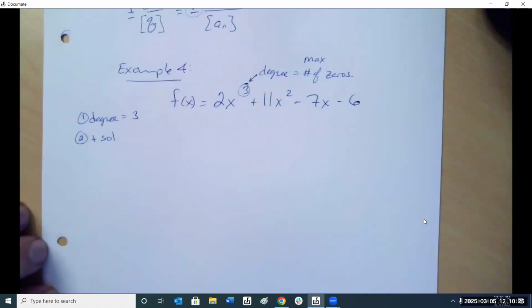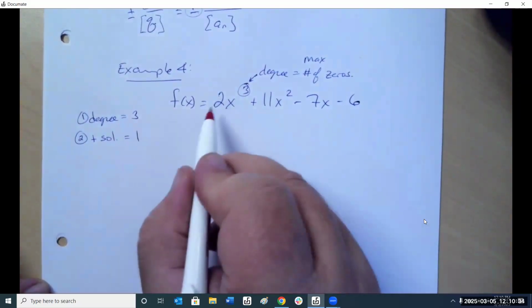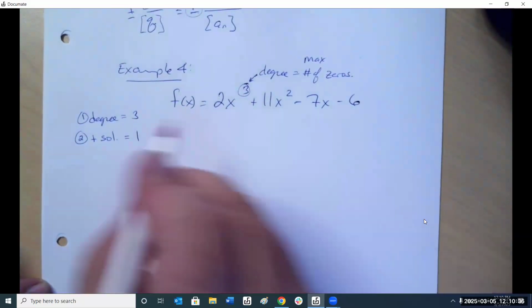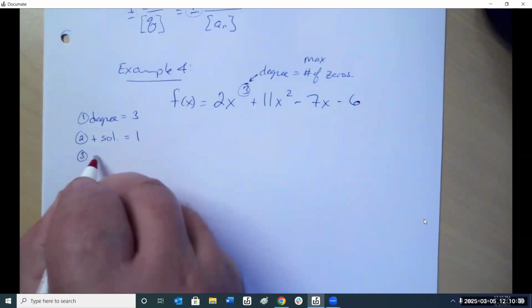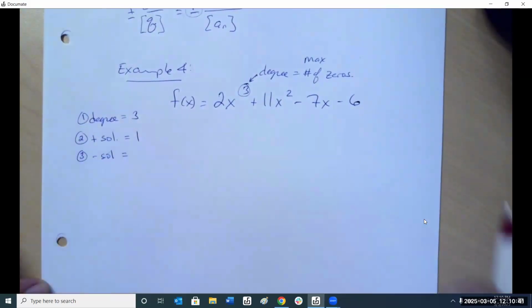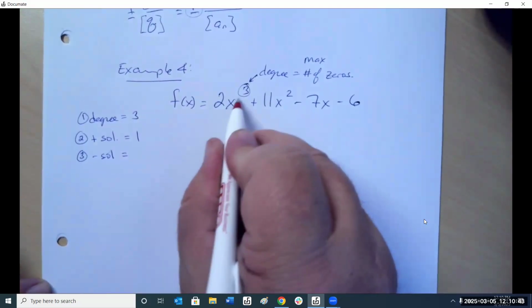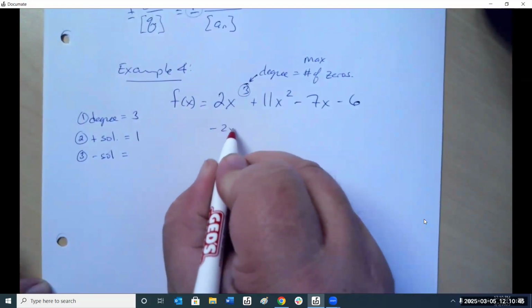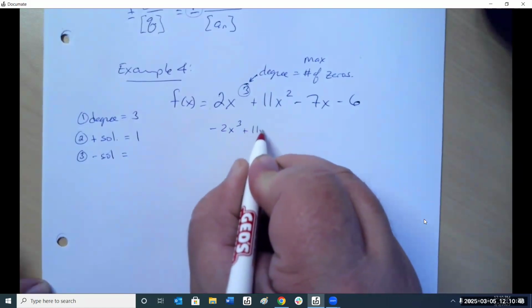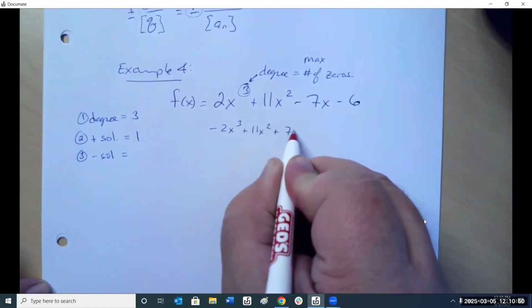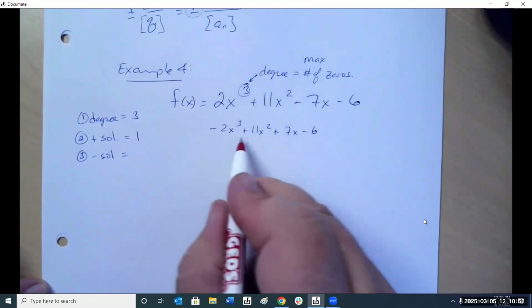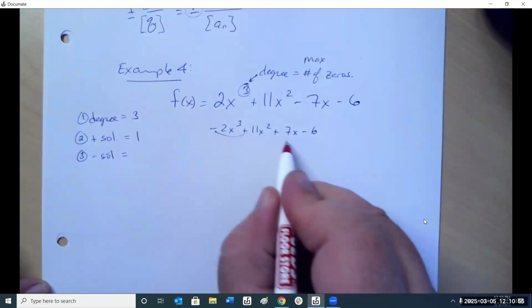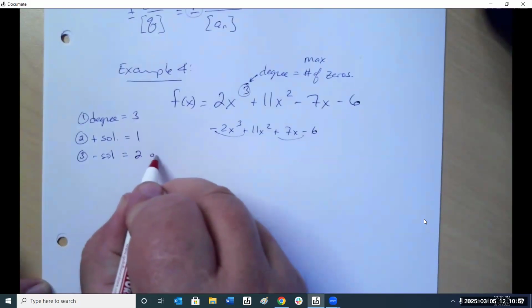How many positive solutions are we looking at? Yeah, because there's only one sign change. How many negative solutions are we looking at? So for the negative solutions, anywhere it has a negative exponent, change the sign in front of it. Two. Here's 1, 2, or 0.